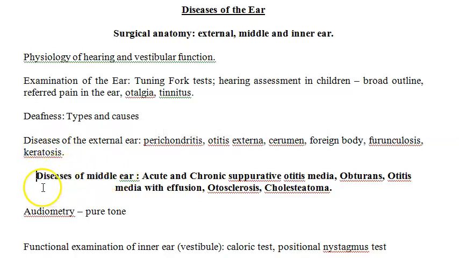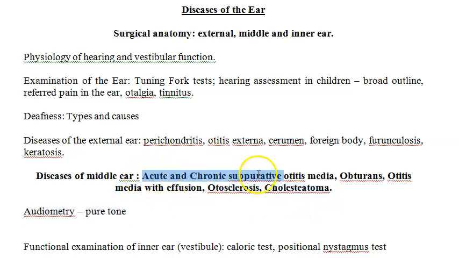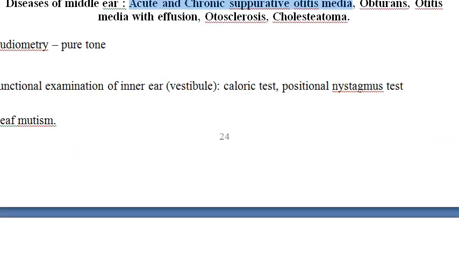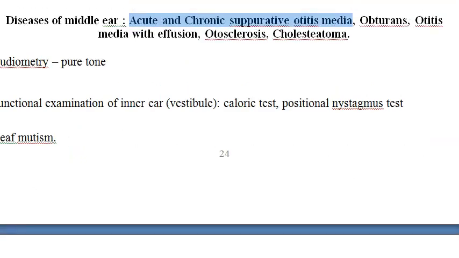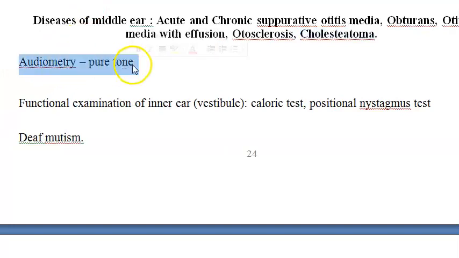Now coming to the middle ear, guys, the middle ear is very important. Basically for the middle ear, they are talking about acute and chronic suppurative otitis media, that is the infection of the middle ear, right? Then keratosis obturans, right? Otitis media with effusion, otosclerosis, cholesteatoma. Okay, you should know these words and what they are. Pure tone audiometry you should know. That is basically the ear hearing test.